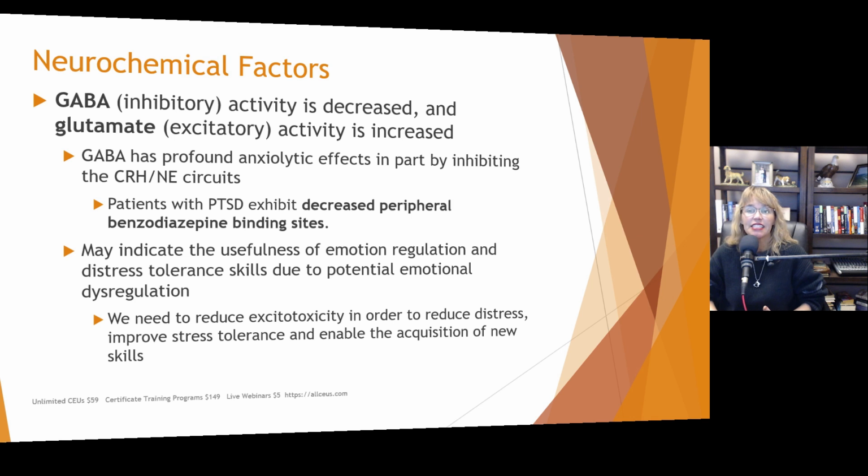GABA activity is decreased and glutamate activity is increased when the HPA axis is dysregulated, which again makes sense. If our body thinks there's a lot of threats out there, we want it to be alert. We don't want the soldier to be sleeping in the foxhole. So GABA is decreased. GABA has profound anxiolytic effects, in part by inhibiting the CRH norepinephrine circuits. So GABA sort of tamps down norepinephrine so people can relax. We love our GABA. We really want our GABA so we can rest, so we can rejuvenate, so we can sleep.